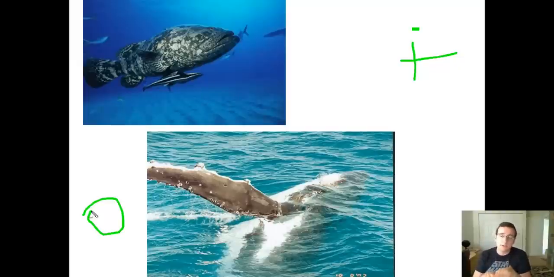But because they're close to that big fish, the smaller fish doesn't get eaten by other things. So it's not really helping the big fish, but the smaller fish gets the protection of the big fish, and so the smaller fish is being helped.